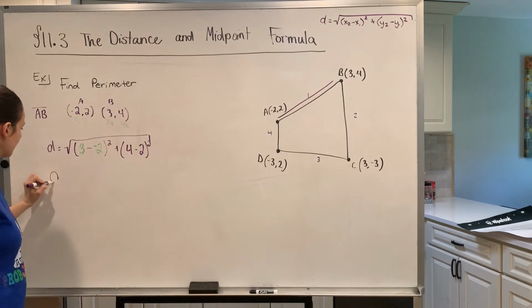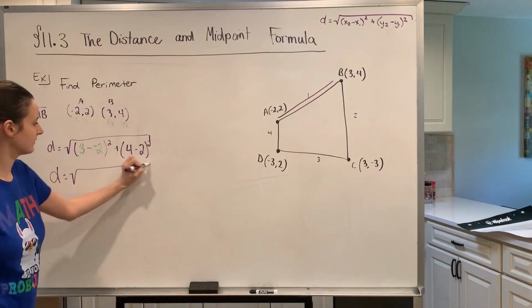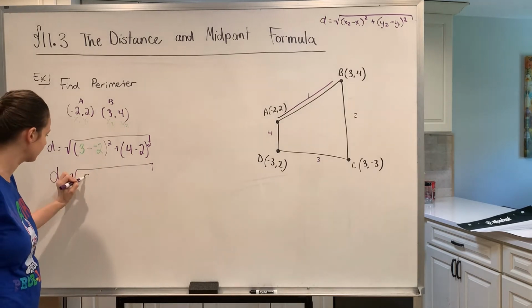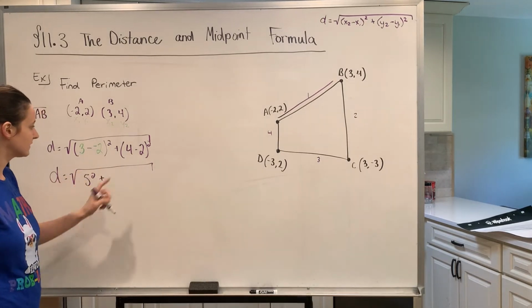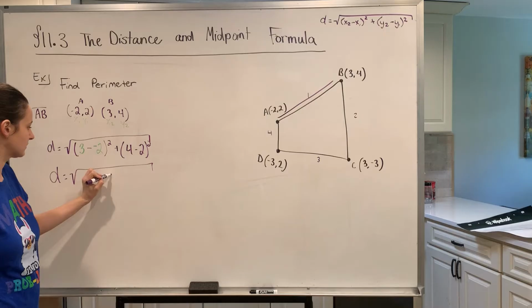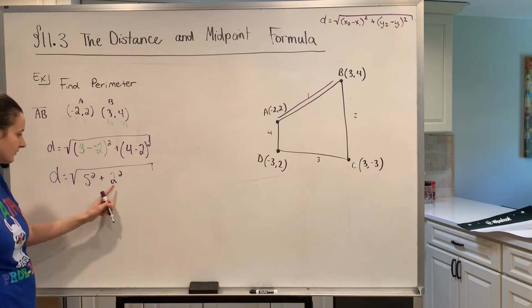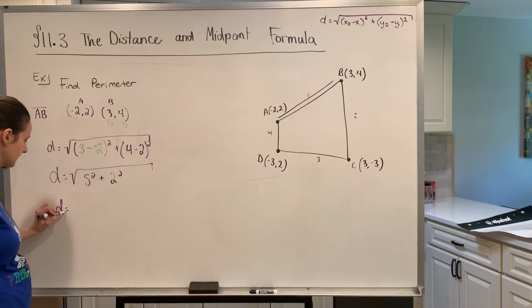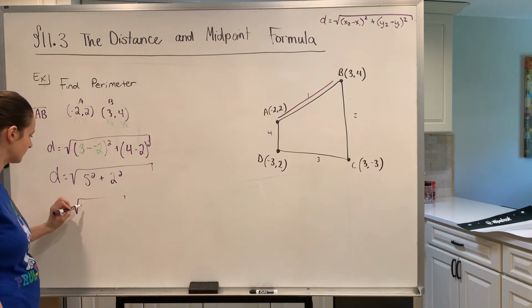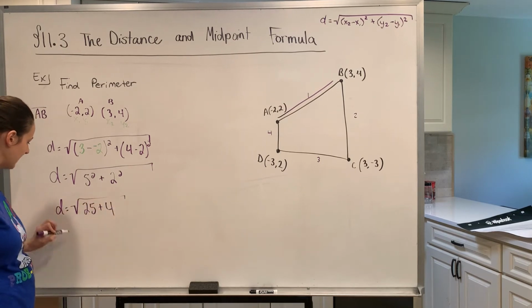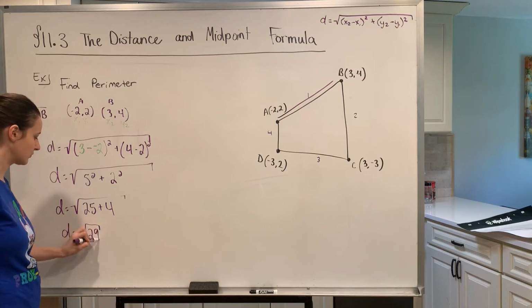Okay, so now I have the distance is equal to, let's simplify our parentheses, 3 minus negative 2, we just said is going to be 5 squared, plus 4 minus 2, which is 2 squared. Okay, we evaluated the parentheses. Let's move on to evaluate the exponents. The distance is now equal to the square root of 25 plus 4. Add your numbers together, so the distance is equal to the square root of 29.